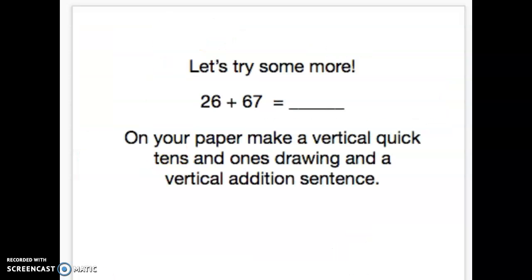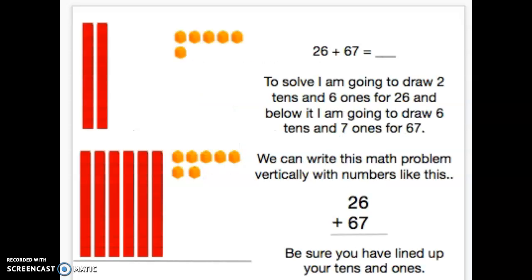Let's try some more. 26 plus 67. On your paper, make a vertical quick tens and ones drawing and a vertical addition sentence. To solve, I'm going to draw 2 10s and 6 ones for 26. Below it, I'm going to draw 6 10s and 7 ones for 67. And we can write this math problem vertically with numbers. 26 plus 67. Just be sure that you have lined up your 10s and your ones.